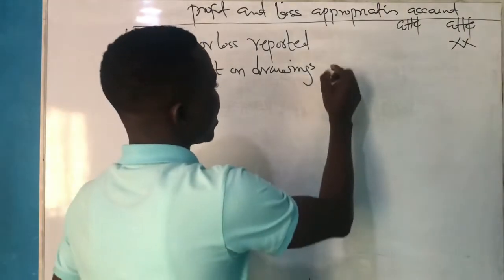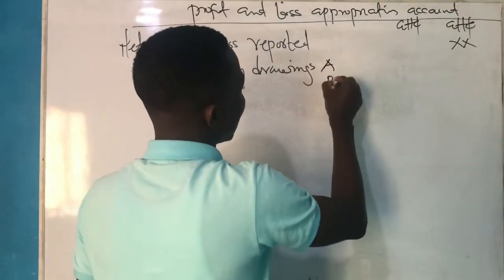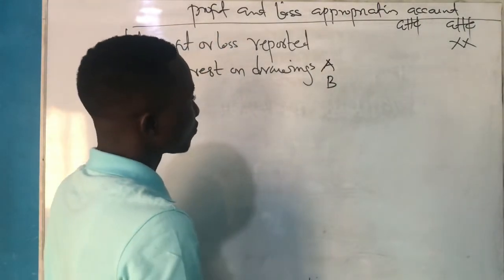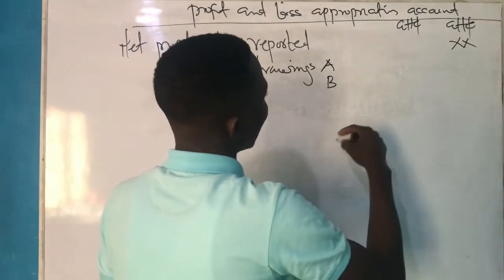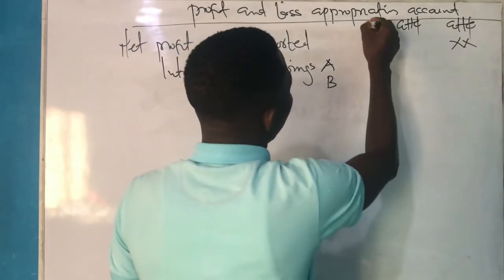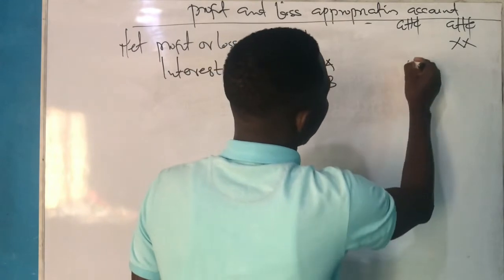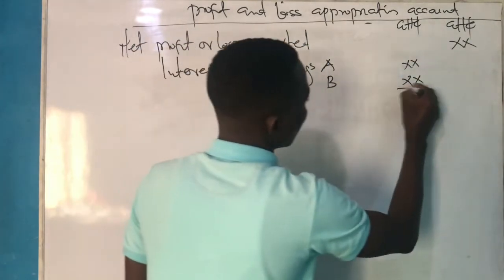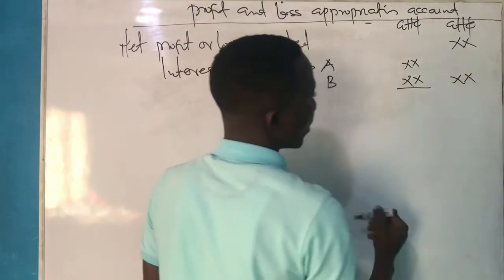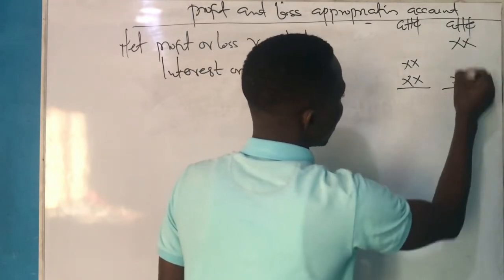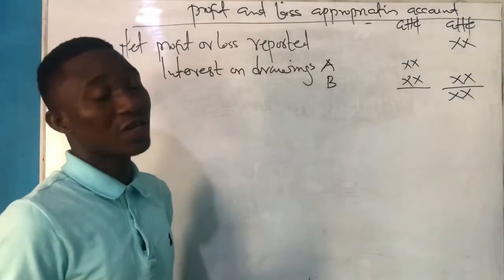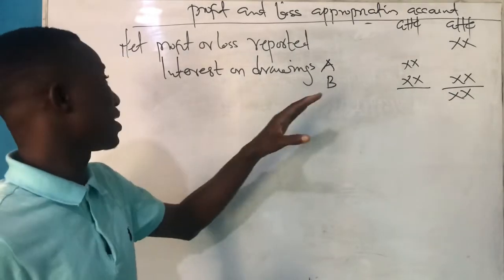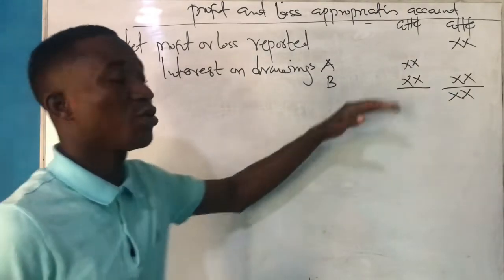So we assume that we have partner A and partner B. So for partner A and partner B, let me bring it here. So this is the interest on drawings. We add the two, we bring it to this column, then we add it to the net profit. So we assume that all charges against partners is the interest on drawings, and we've added it.